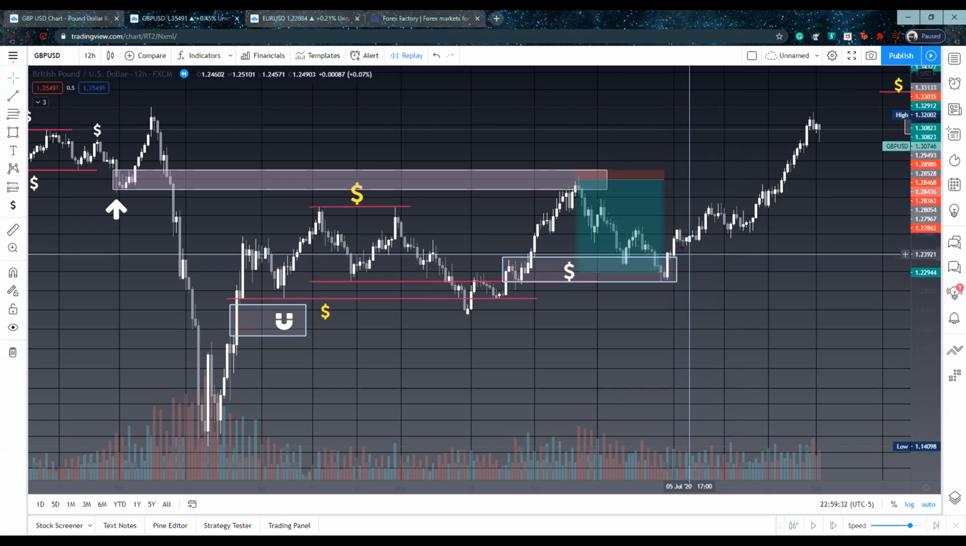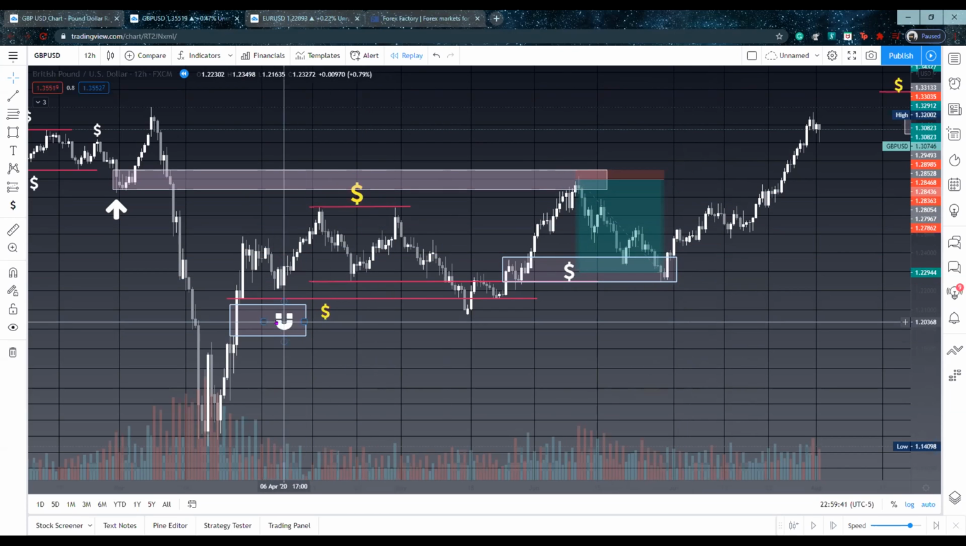Would the left liquidity pool still matter after it being mitigated? Which liquidity pool? This one and this one, or this one?